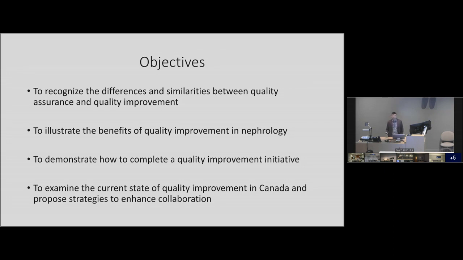The first is to recognize the differences and similarities between quality assurance and quality improvement. The second is to illustrate the benefits of quality improvement in nephrology. Third is to demonstrate actually how you can complete the quality improvement initiative, so what, why, and how, and then tie things up by looking at the current state of quality improvement in Canada and propose potentially some strategies where we can move things forward and enhance collaboration.